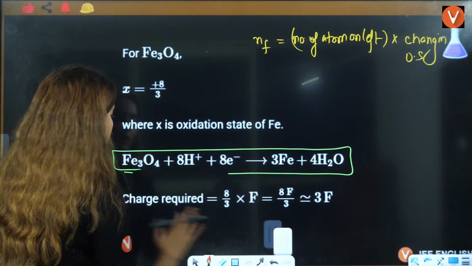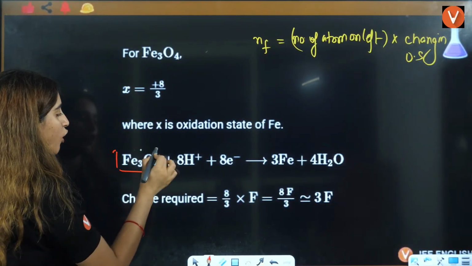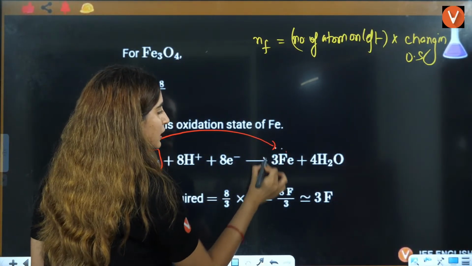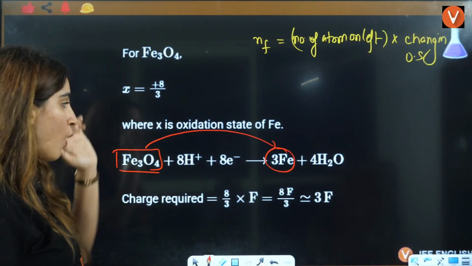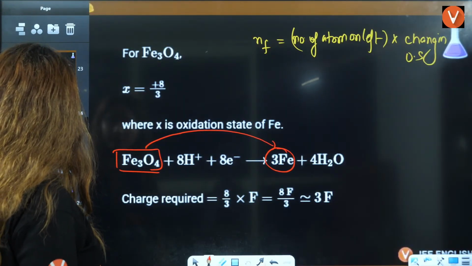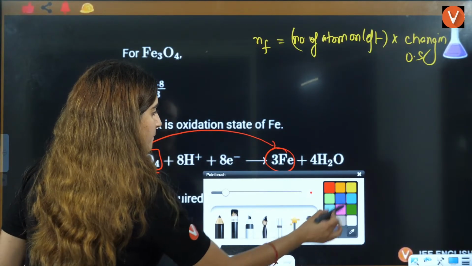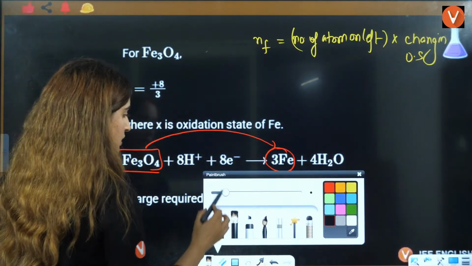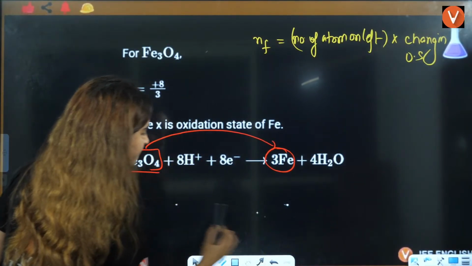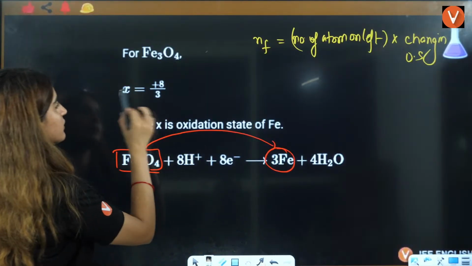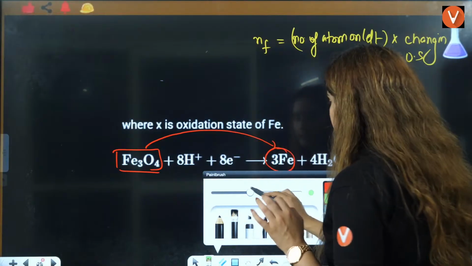So while balancing, what we saw here is that 1 mole of this is giving you 3 mole of iron. Okay. So what we can do here is, instead of writing this thing here, because I don't have space, what I'll do is I'll just write it here.